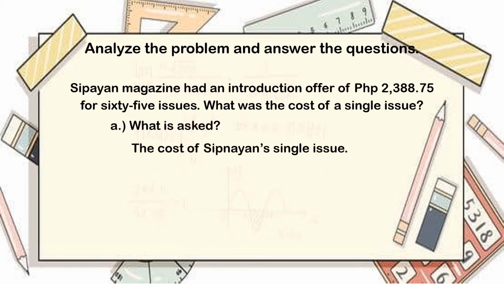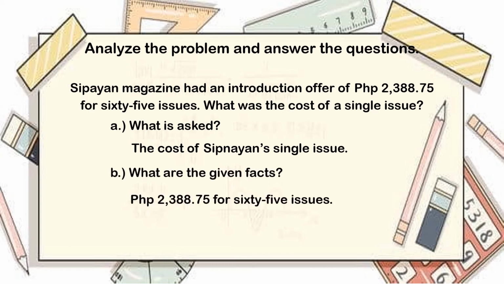For the number 1, what is asked? Let us check your answer, children. So your answer is the cost of Sipnayan's single issue. Very good. Number 2 questions. What are the facts given in the problem in order to solve what is asked? Your answer is 2,388 pesos, 75 centavos for 65 issues. Yes, your answer is correct.